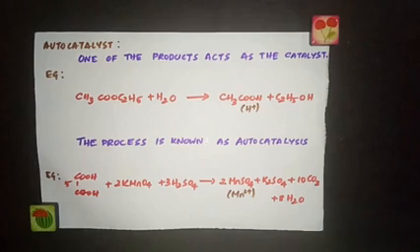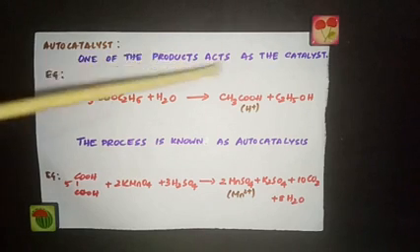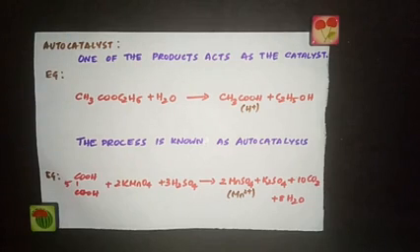When we defined catalyst, we said it is the substance which when present in a chemical reaction accelerates its speed. So catalyst need not necessarily be added from outside. It can be one of the products. Here one of the products, when it acts as the catalyst, we call that an autocatalyst.